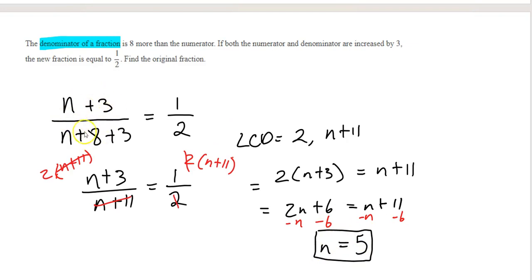What we need to do now is plug it back into here. So when I have 5 plus 3, we're going to get 8. And then over here, we're going to get 16. Reduce that down, and we end up getting, of course, 1/2, because we have a proportion. So 1/2 equals 1/2.